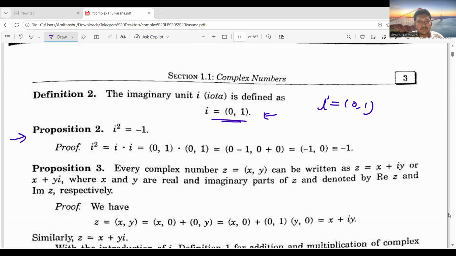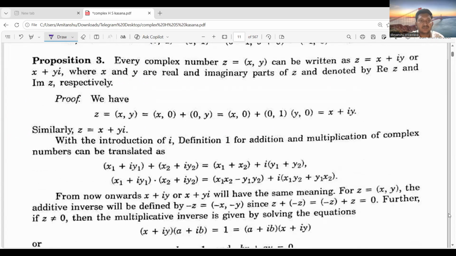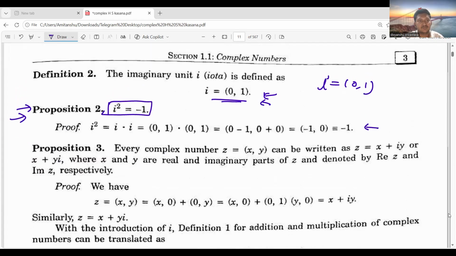Proof of i square: when you have iota, the number is (0, 1). Go for the multiplication here. When you multiply, you get -1. So iota square is equal to -1, and this must be remembered. I think you can directly apply it in each and every part of a question, that iota square is equal to -1. Now come to the next part, that is your question number 3.